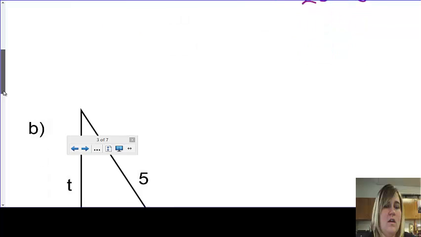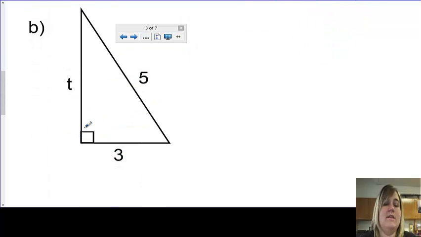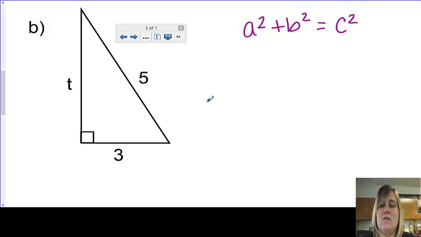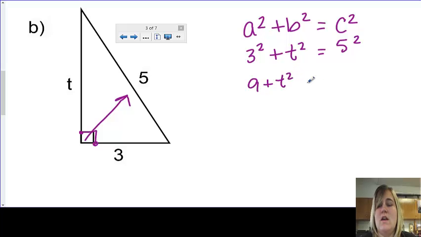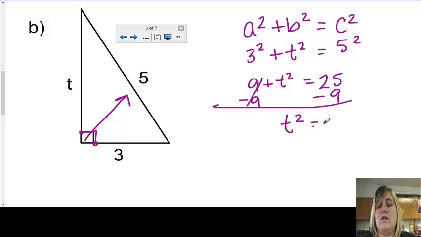Okay, the next one is B. I see I have a right triangle and I'm missing a side length. I'm going to use the Pythagorean theorem, so I'm going to rewrite it: a squared plus b squared equals c squared. My right angle symbol is touching these two sides. So I'm going to use 3 for a, 3 squared, plus, instead of b, I'm going to put the other leg, which is t, squared, equals my hypotenuse, which is across from the right angle symbol, so 5 squared. 3 squared is 9, plus t squared, which doesn't change, equals 5 squared, which is 25. So I'm going to subtract 9 from both sides. I get t squared equals 16. To get t by itself, I must take the square root because it's the opposite of squaring. What I do to one side, I must do to the other, so I get t is equal to 4. Final answer.